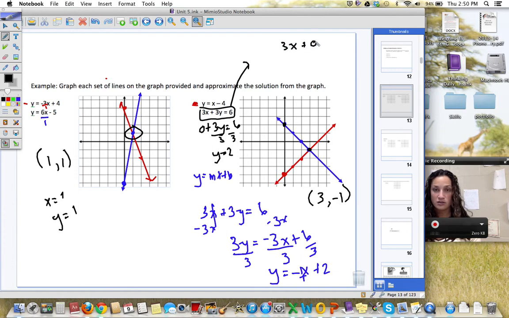So 3 times 0 is 0. Divide by 3, divide by 3. So then my x equals 2. And I would have just plotted those 2 points instead of changing it in the equation. You can pick whichever way you want. Up to you.